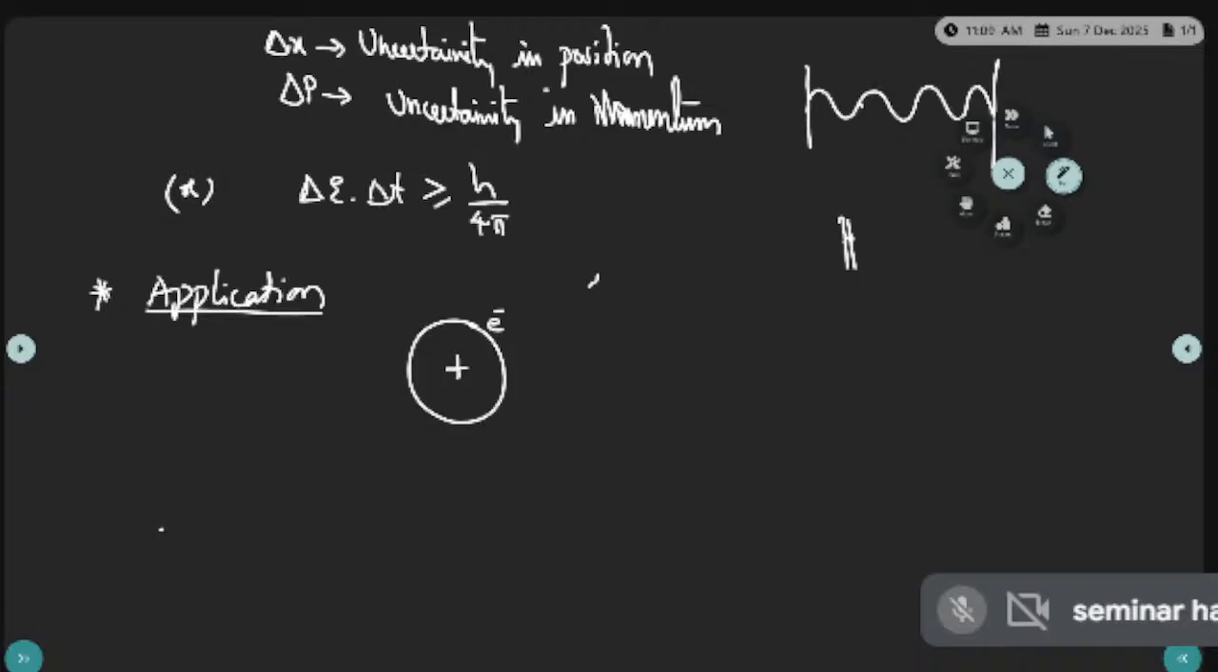Atom, electrically neutral, contains a positive charge nucleus surrounded by negative charge electrons. Yes or no? A positive charge nucleus surrounded by negative charge electrons. Right. So, are electrons inside the nucleus or outside the nucleus? Inside, outside. This is the nucleus.